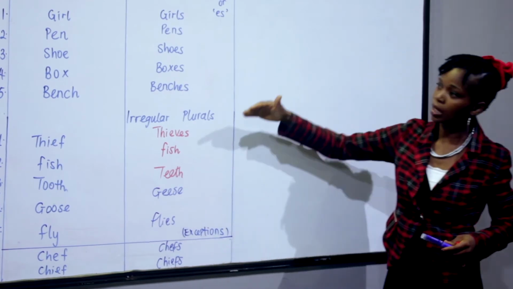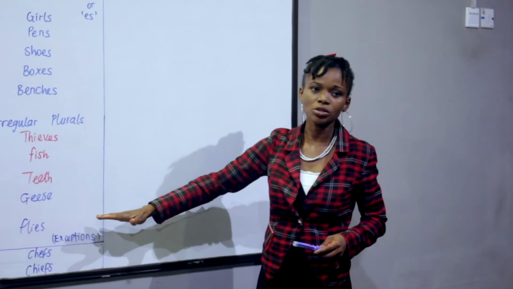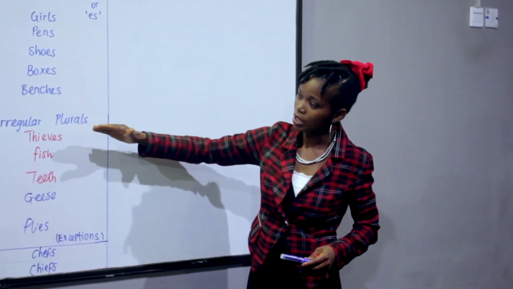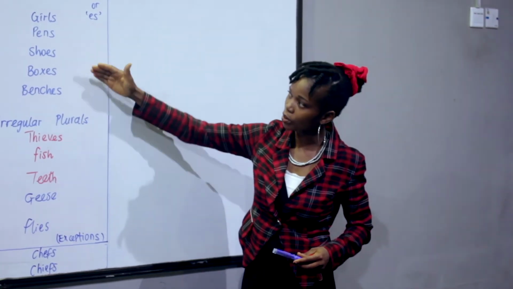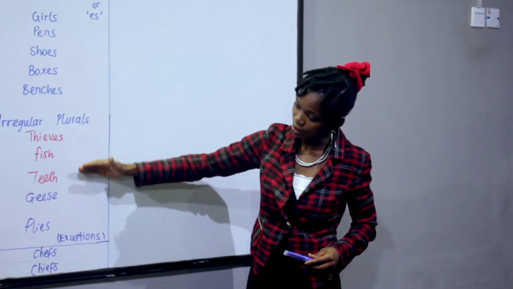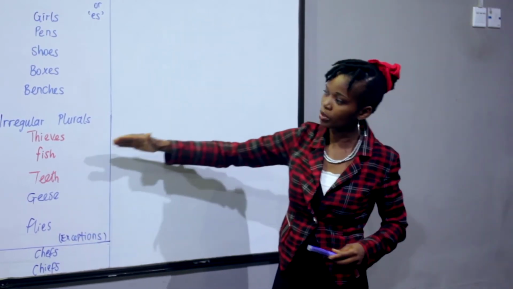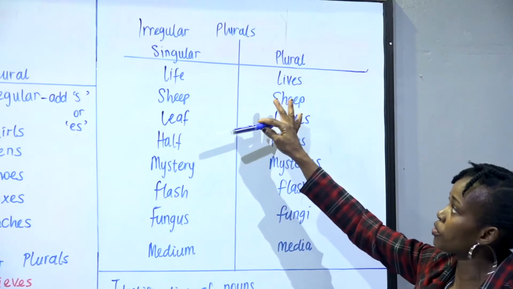So we've talked about our regular plural nouns and irregular plural nouns. There are so many of them. What you do is, as you're learning the noun, learn the plural, and whether it is regular or irregular. These are examples of irregular nouns. I'm going to write more of the irregular plurals so that you can understand them better.